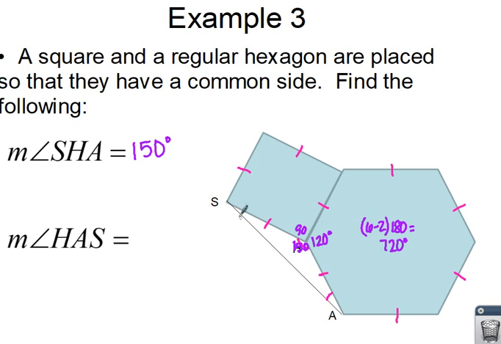Alright, then we have this isosceles triangle. We know that if it's isosceles, the angle here and here have to be the same. We also know it has to add up to 180, and we already know that the vertex angle is 150. So if we take 180 minus 150 and then split it in half so that both angles are the same, we get 15 degrees. Okay, because the 2 of them together have to make 30, so they each have to be 15.